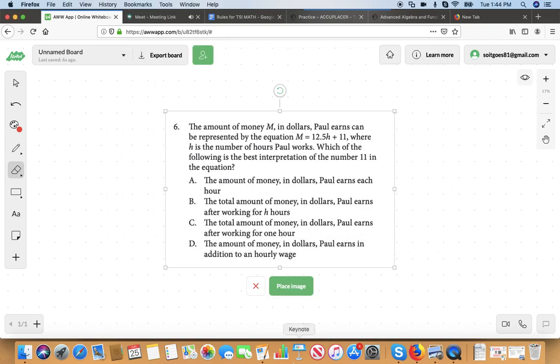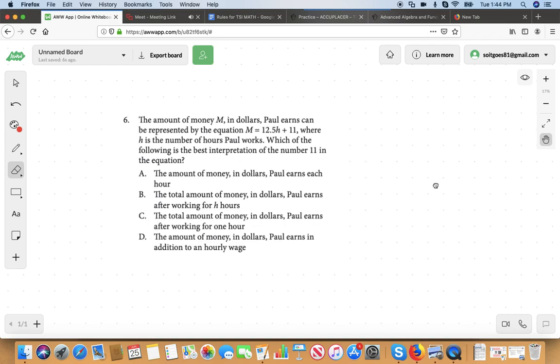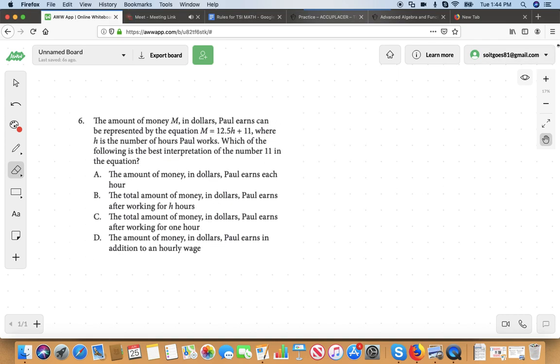Let's do a word problem. Go ahead and read this for me, please. The amount of money M in dollars Paul earns can be represented by the equation M equals 12.5H plus 11, where H is the number of hours Paul works. Which of the following is the best interpretation of the number 11 in the equation?